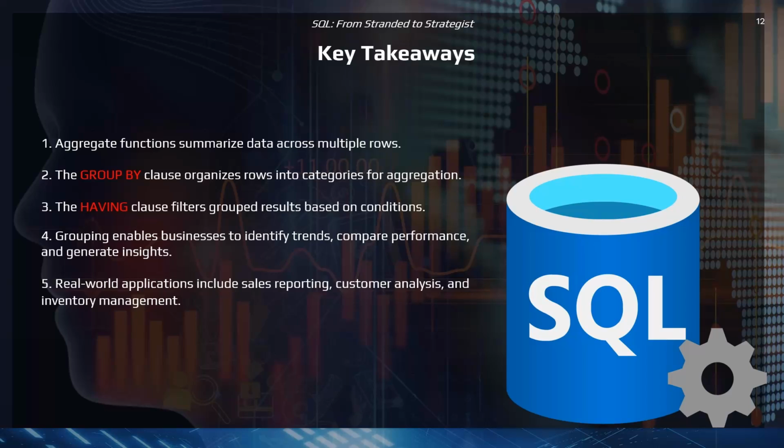Here are some key takeaways from this module. 1. Aggregate functions summarize data across multiple rows. 2. The group by clause organizes rows into categories for aggregation. 3. The having clause filters group results based on conditions. 4th, grouping enables businesses to identify trends, compare performance, and generate insights. 5. Real-world applications include sales reporting, customer analysis, and inventory management.